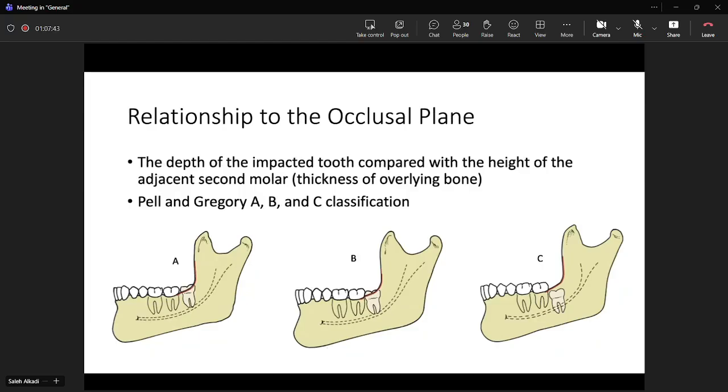And the other adjacent structure is the adjacent lower second molar, and they compared the height of this impacted tooth with the height of the adjacent second molar.